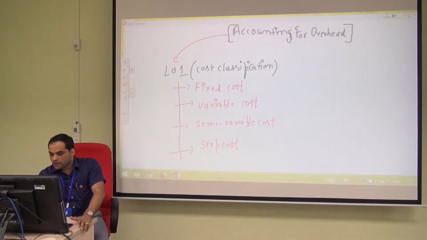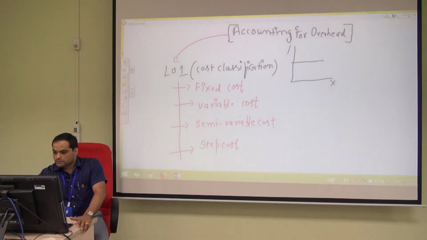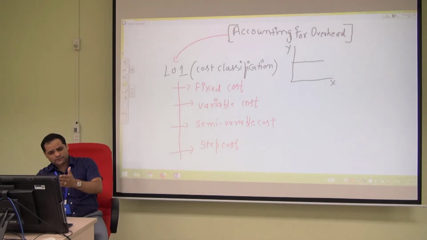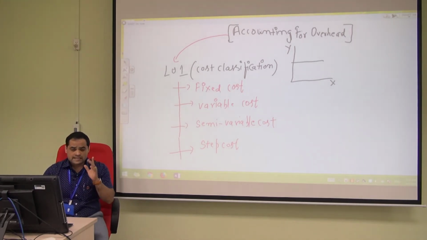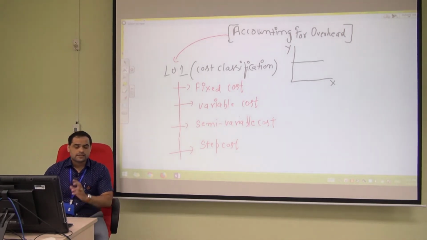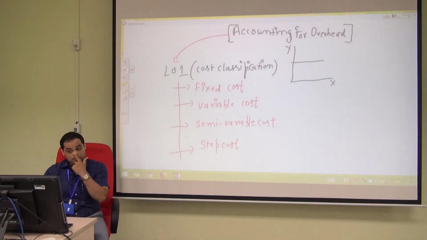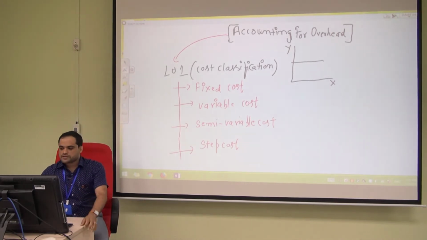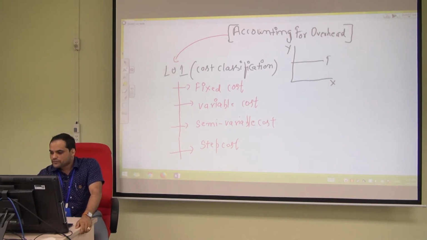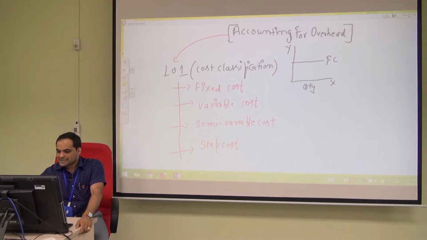So the graph of fixed cost looks like this. The types of fixed, variable, semi-variable, I also explained in our second lecture, second topic, when we talked about accounting for material. At that time I also explained about the fixed and variable cost. So that is your fixed cost. That is your quantity on the x-axis, and the y-axis is your cost. So let's say 1, 2, 3, 4.